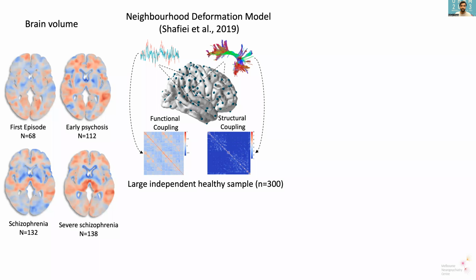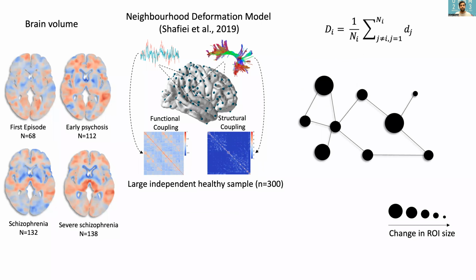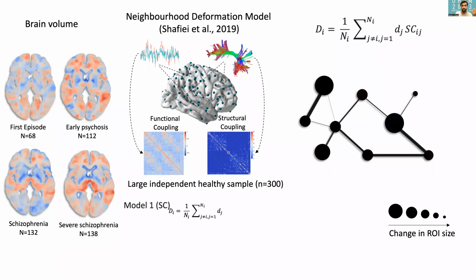Then we implemented 3 variations of this neighborhood deformation model, which I'll take you through now. If there is a spreading process occurring, it could be hypothesized that the volume change in one region would be correlated with the average volume change of its connected neighboring regions. Likewise, if you take this region, you should be able to get out its volume change by the change in its 3 structurally connected neighbors here. This was simply the first model.